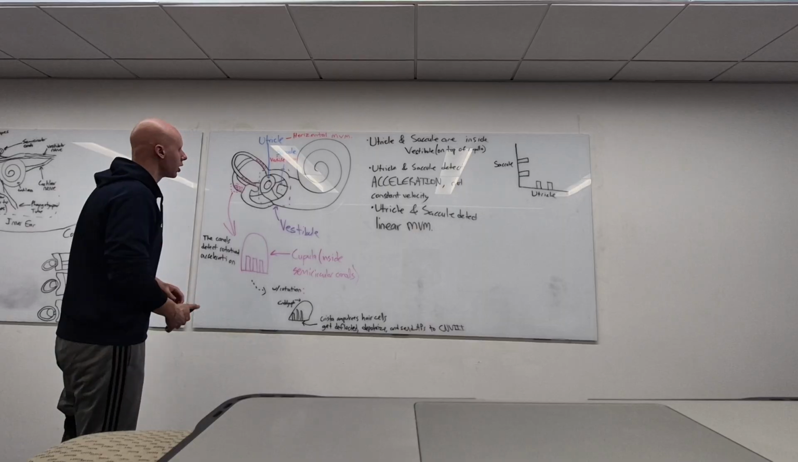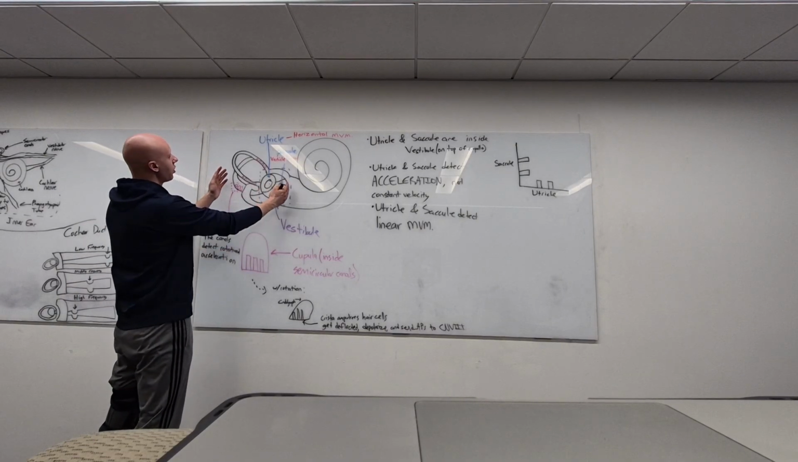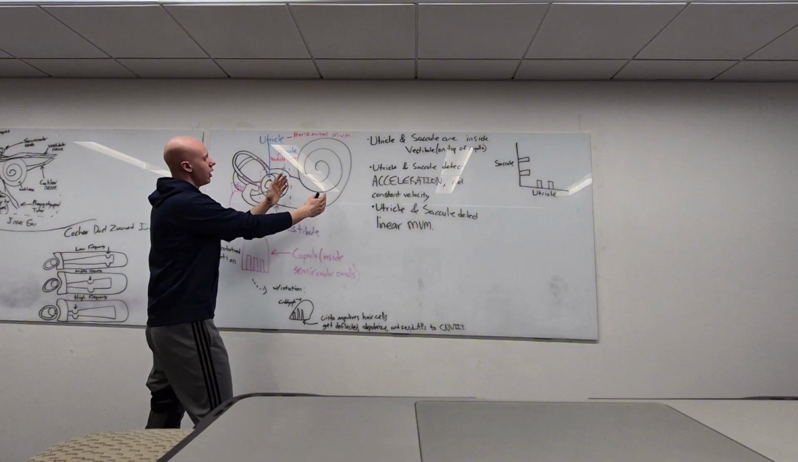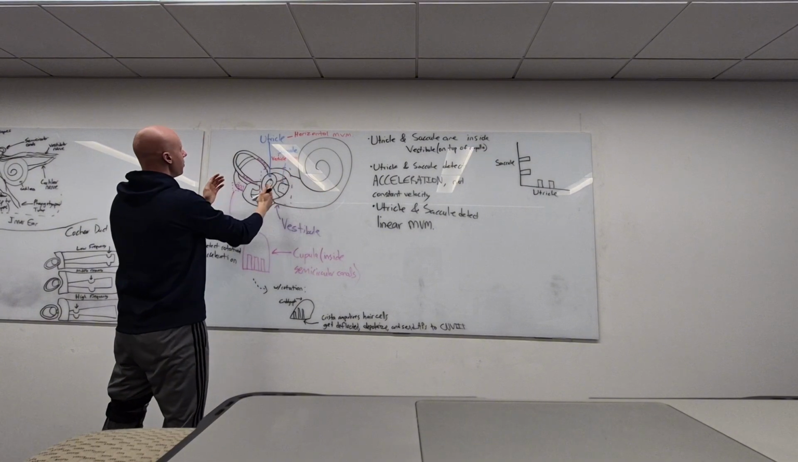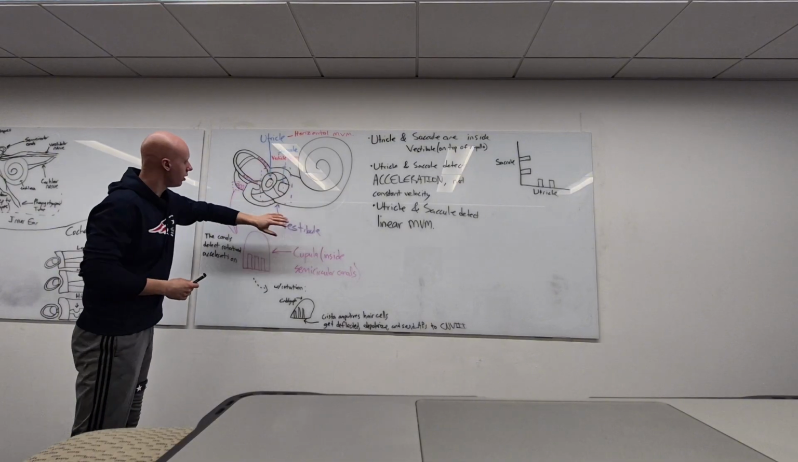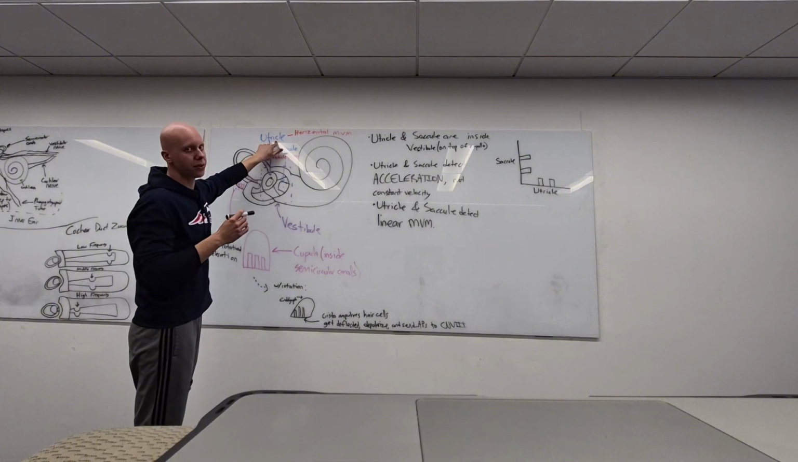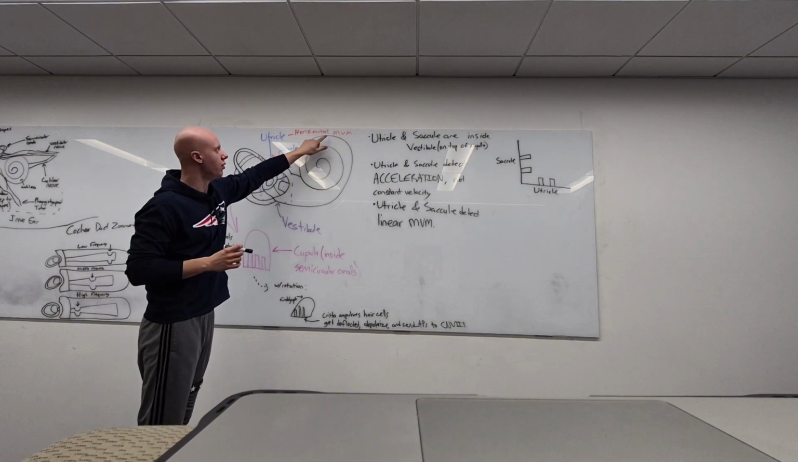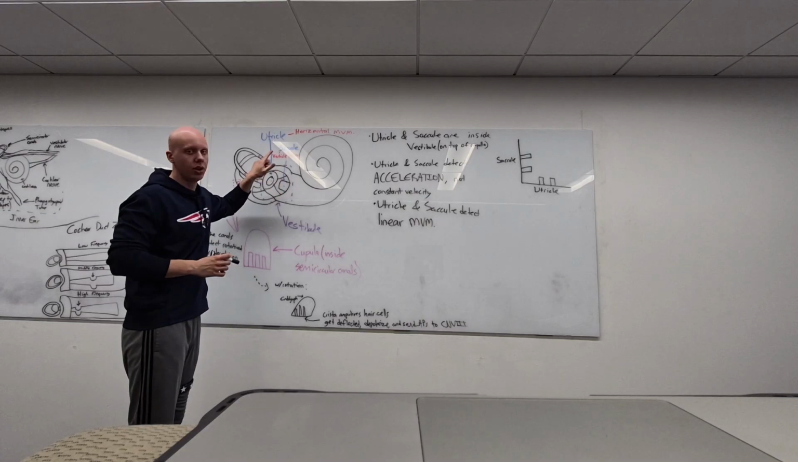So first things first, we've got to go over the anatomy. We have the semicircular canals here, and then we have the cochlea here. We're going to focus on the canals and the vestibule. In the vestibule, you have the utricle and you have the saccule. The utricle is responsible for detecting horizontal movements. The saccule is responsible for detecting vertical movements.